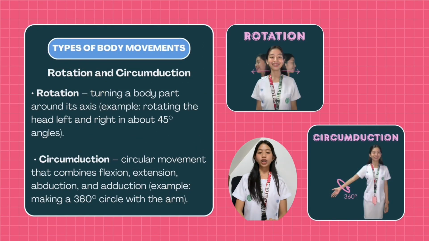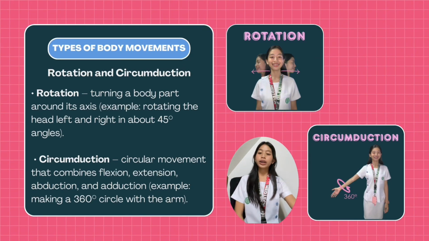Next, we have rotation and circumduction. Rotation is turning a body part around its axis. For example, rotating the head left and right in about 45 degree angles. While circumduction is a circular movement that combines flexion, extension, abduction, and adduction. For example, making a 360-degree circle with the arm. Rotation is turning a body part around its axis, like shaking your head left and right. While circumduction is a circular movement that combines flexion, extension, abduction, and adduction, like moving your arm in a big circle.